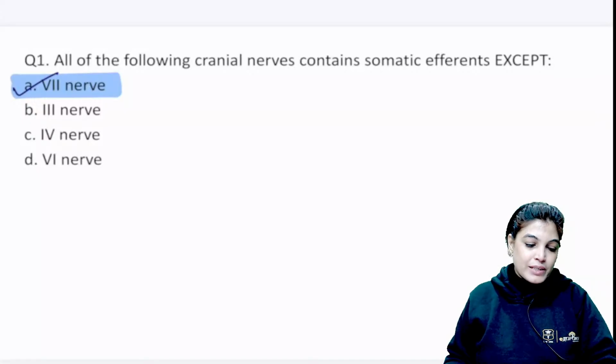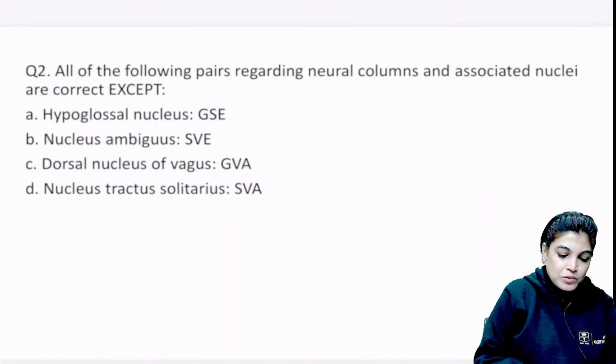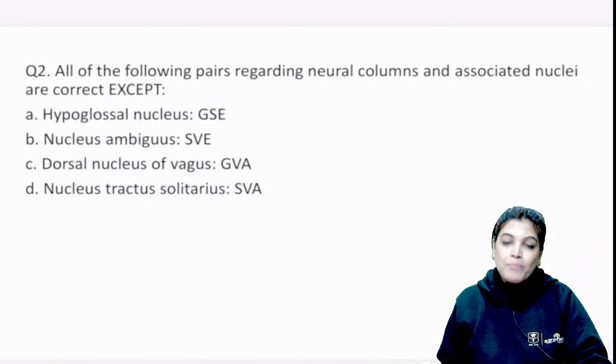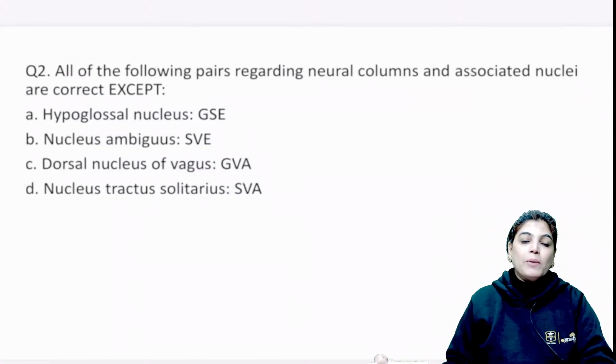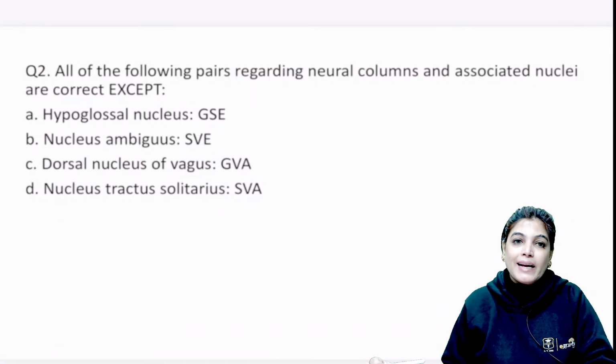Very good, my dear students. Now coming to the next one, a match the following. All of the following pairs regarding the neural column and the associated nuclei are correct except, which is the wrong pair, dear? Which is the wrong pair?